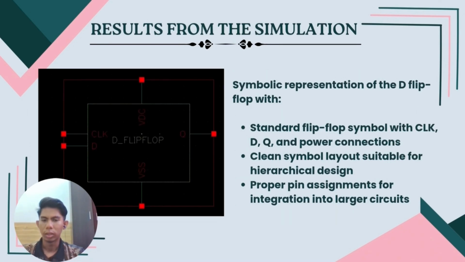So next is the symbol of the circuit from before, where we use the symbols of CLK, D, Q, VDD, and also VSS.